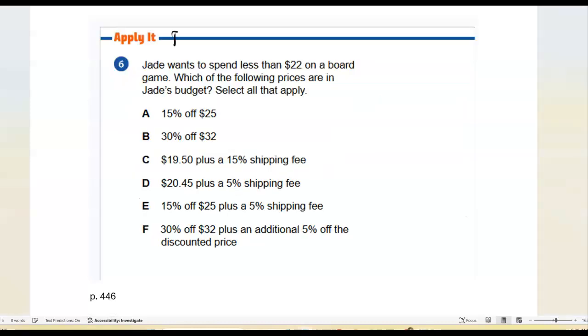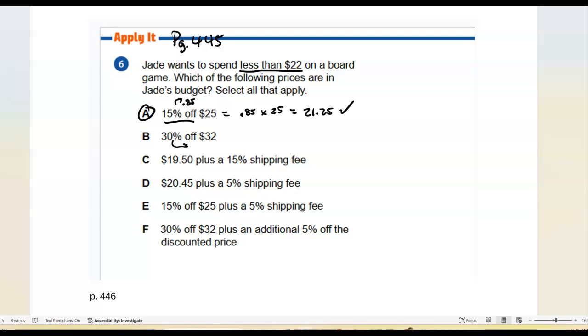Okay, skip to page 445 and number 6. So Jade wants to spend less than $22, meaning she can't go more than $22 on a board game. Which of the following prices are in Jade's budget? So 15% off 25, that's 0.85, right? Because 100 minus 15. So that is 0.85 times 25. That gives you $21.25. She can do that because that's less than 22.